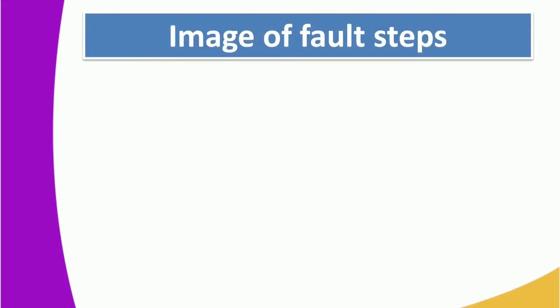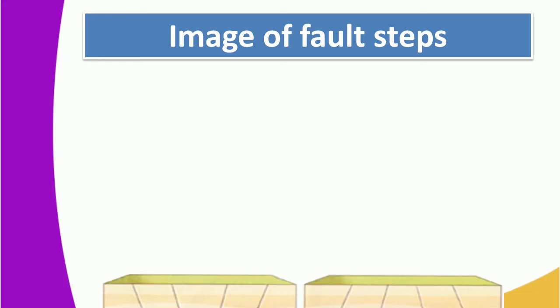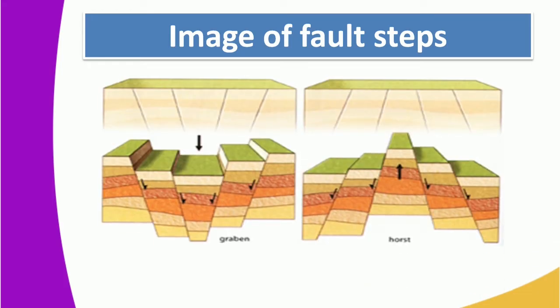Here is an image of fault steps. When you look at this image properly, the first image, where we have an arrow pointing downward, you see that this is the first fault step. This is the first fault block. Then either to the right or to the left, it is another fault step.